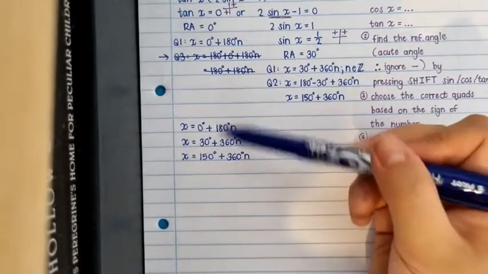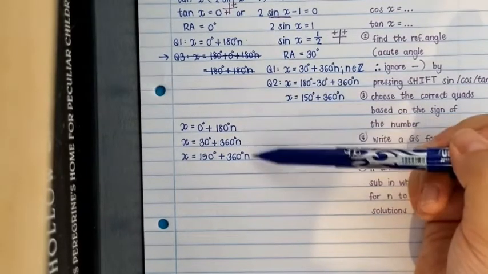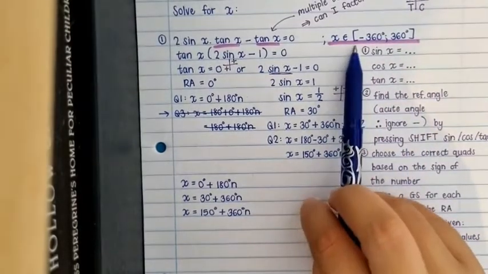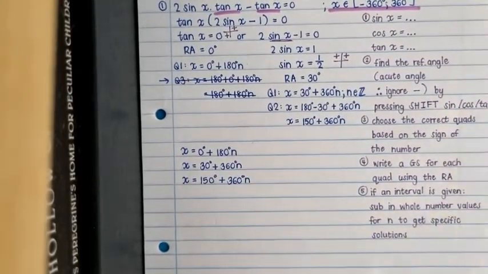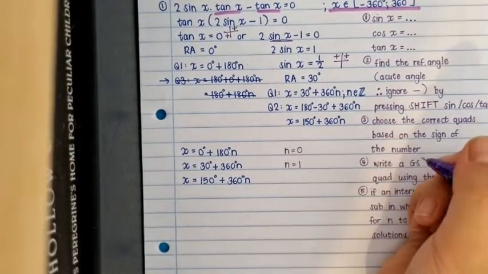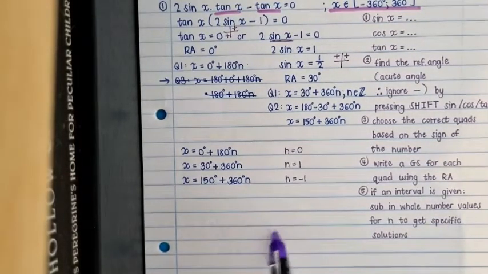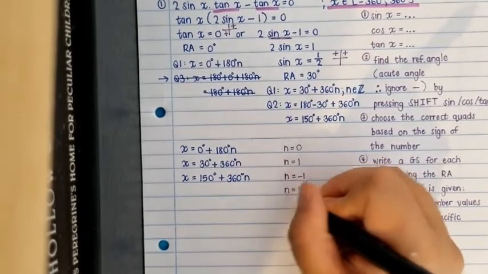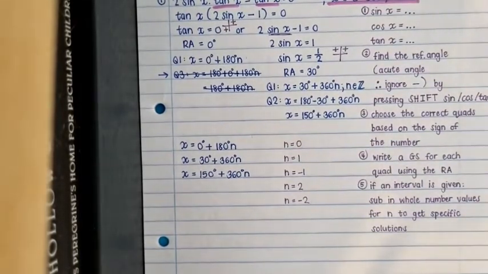So we have three different general solutions here. We are now going to have to sub in whole number values for n, and whatever we get as an answer for x, we need to check whether it actually falls in this interval between negative 360 and 360. I always start with n equals 0. Then you're going to sub in n equals 1. After that, n equals negative 1. Then, if all of these gave you values that fall in the interval, you are going to try n equals 2 and n equals negative 2. You don't often have to go further than that, but if you could, you would sub in n equals 3 and n equals negative 3.